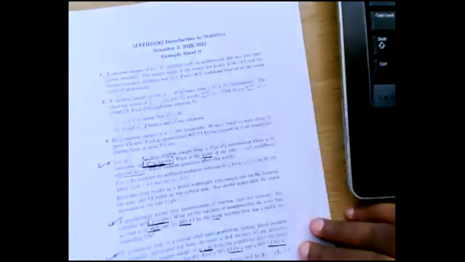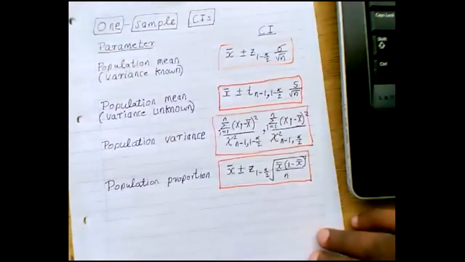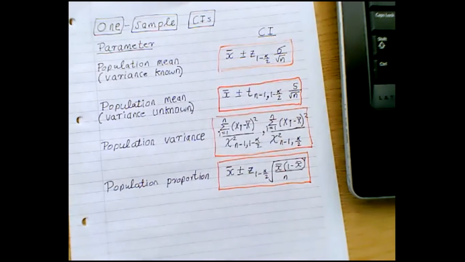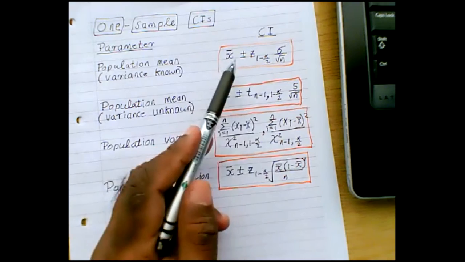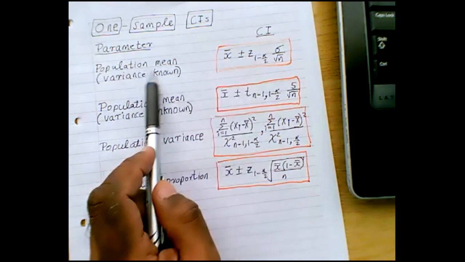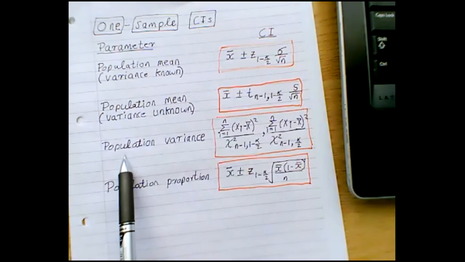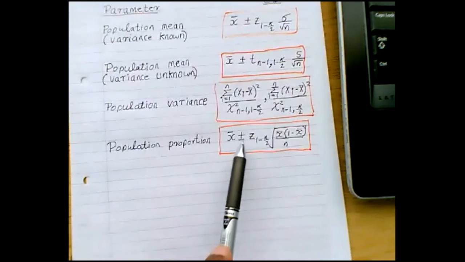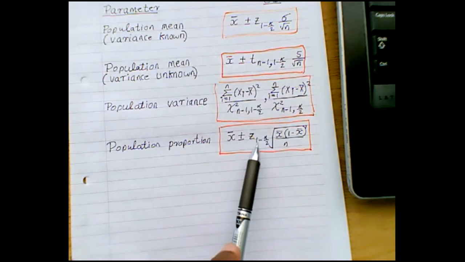So this question here is on proportions. Now, if you go back to the formula sheet, I gave you 4 different formulas last week. This is for the mean of the population. This is also for the mean of a population. This is for the variance of a population. And this is for the population proportion. So we're gonna use this formula here to do question 3.